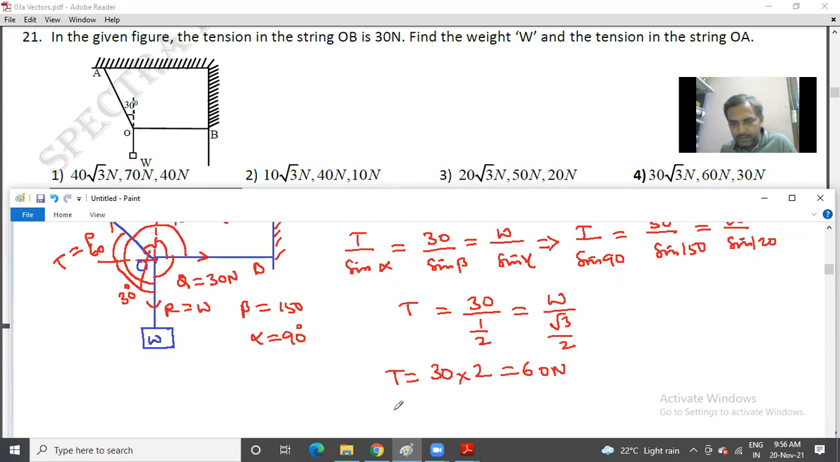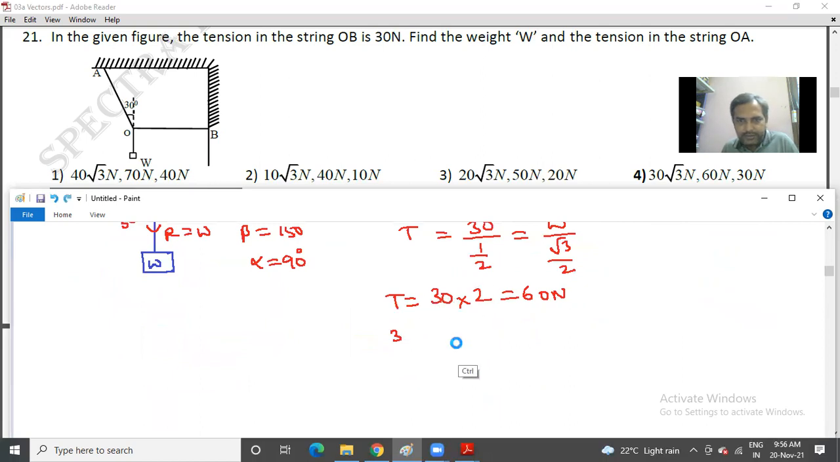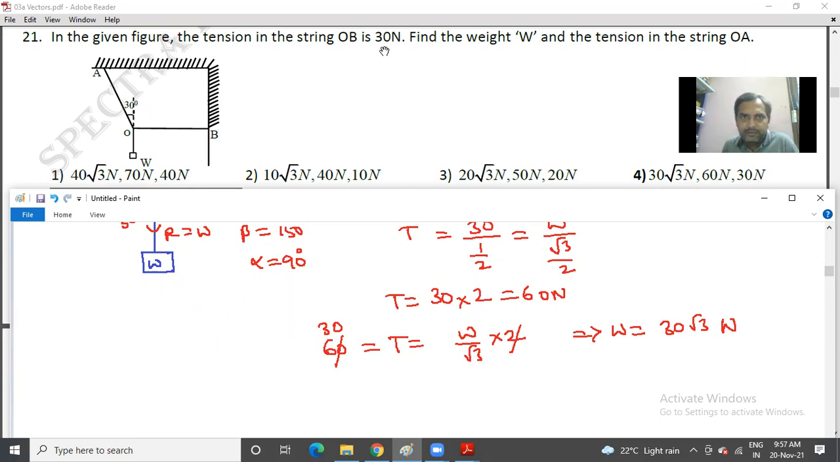Next, when you want to find the weight W, you compare with 30, or otherwise you can compare with tension. T is equal to W by root 3 by 2. What did you get for T? T you got 60. So you'll get W as 30 root 3 newtons. Tension is 60 newtons. Weight is 30 root 3 newtons. And Q is, anyhow, given in the question as 30 newtons. So the last option is the correct answer.